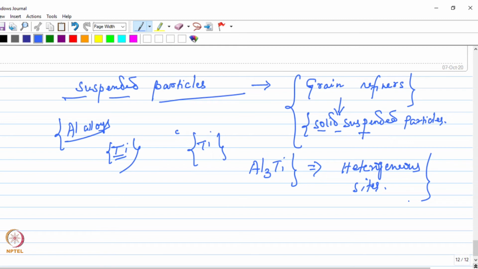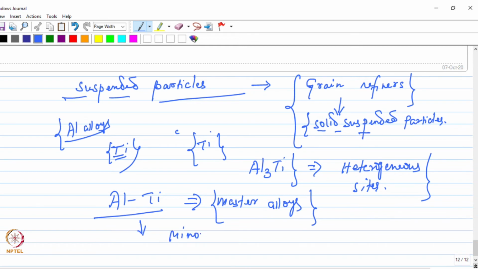And how do you do this? You basically use these aluminium titanium master alloys, because you cannot add titanium just like that into the liquid aluminium. Okay, rather you already have this titanium in aluminium in the form of these master alloys, and then you can take a very small amount of this. A minor amount of this master alloy having a certain percentage of titanium is enough as a grain refiner.